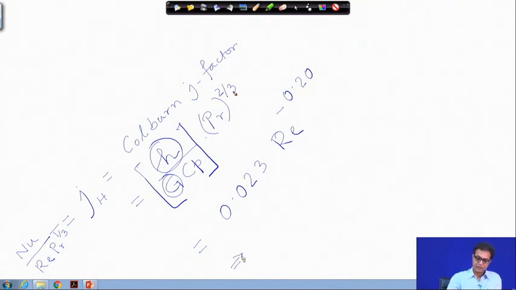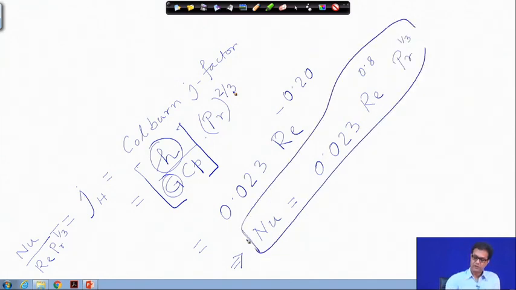So, if we want to express it in terms of the Nusselt number, then the Nusselt number becomes 0.023 Re to the power 0.8 and Pr 1/3. So, this is in terms of the Nusselt number, or in terms of the Colburn J factor, this is just Jh equals, as we have said, 0.023 into Re to the power minus 0.2. Okay.